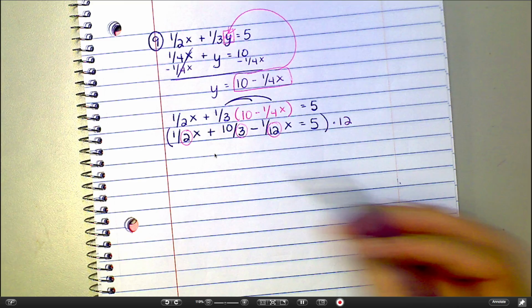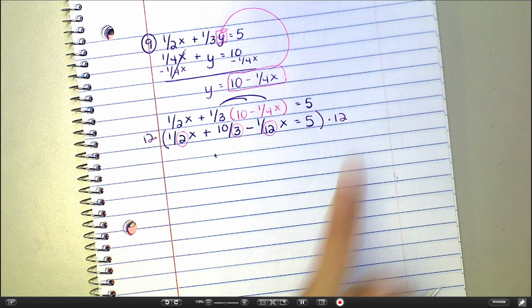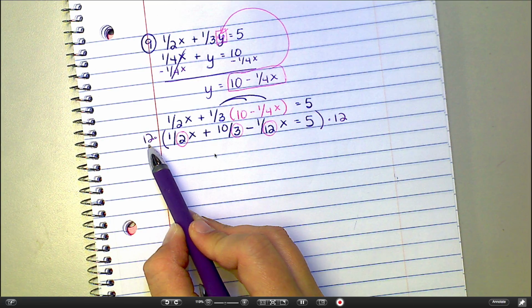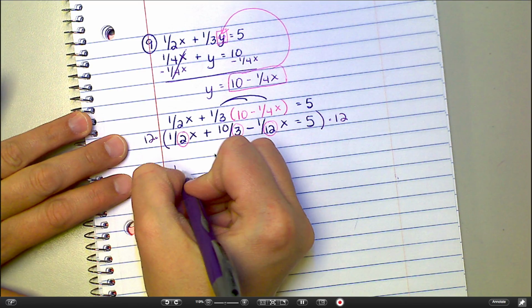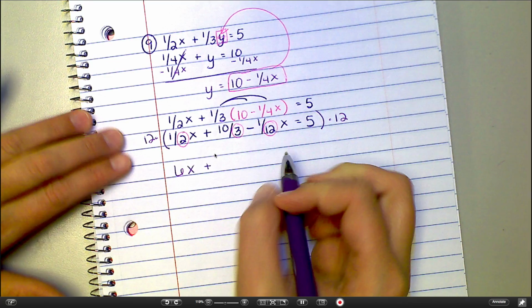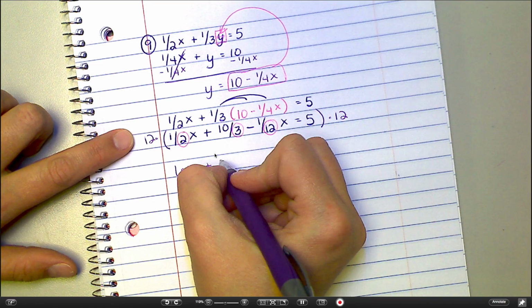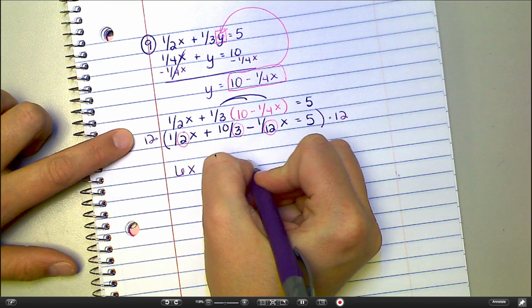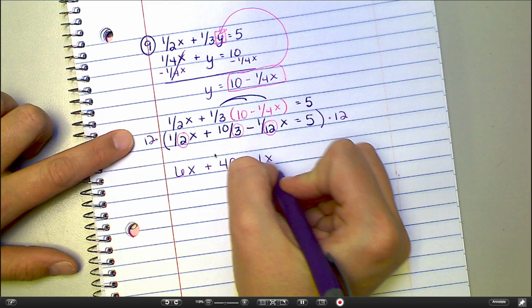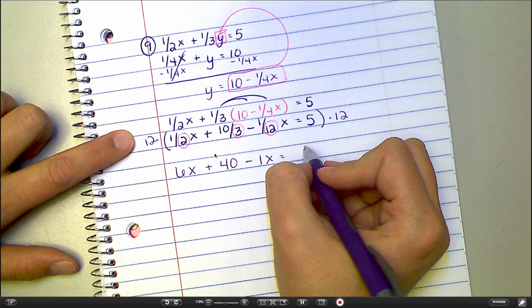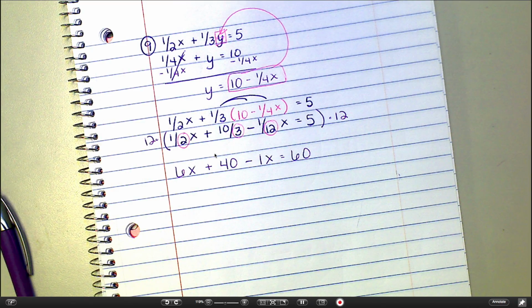Okay? So, put it here. I'm multiplying by 12 on both sides is really what I want you to see. So when I go to do this, this is 12 times 1 divided by 2. That's really 12 over 2, which is 6. So this is now 6x plus 12 times 10 is 120, and 120 over 3 is 40, minus 12 times 1 is 12, and 12 over 12 is 1x. And then just don't forget to do it to the 5 down here too. 12 times 5 is 60. Okay, that is a much nicer equation to solve.